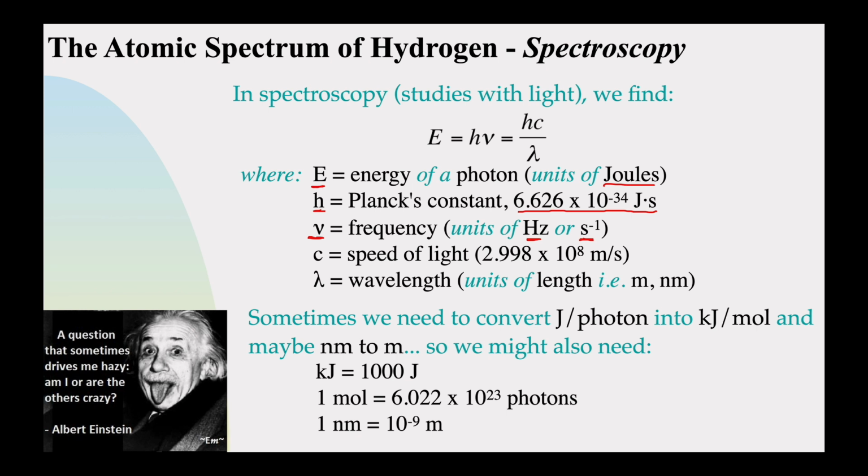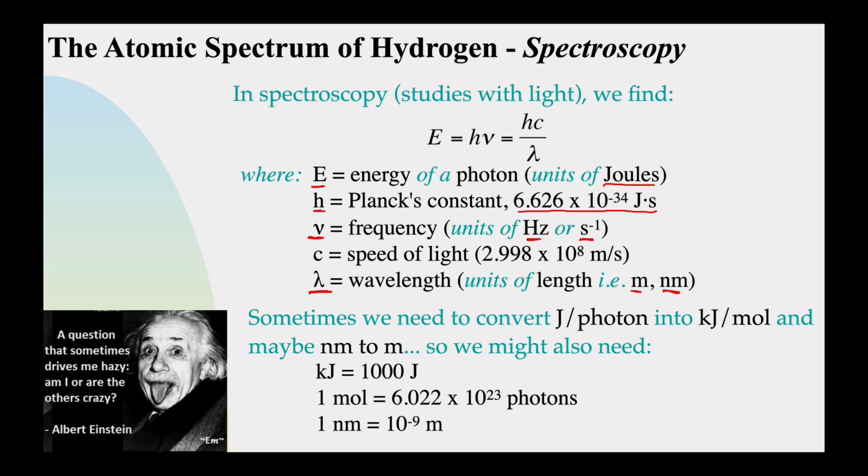c is the speed of light, 2.998 times 10 to the 8th meters per second. And if you want to turn energy into a wavelength, you will need that. Wavelength is the literal distance from where the wave starts to where the wave stops. So it's always going to be in some kind of length unit. Nanometers is very common, but we're also going to use wavelength in meters.